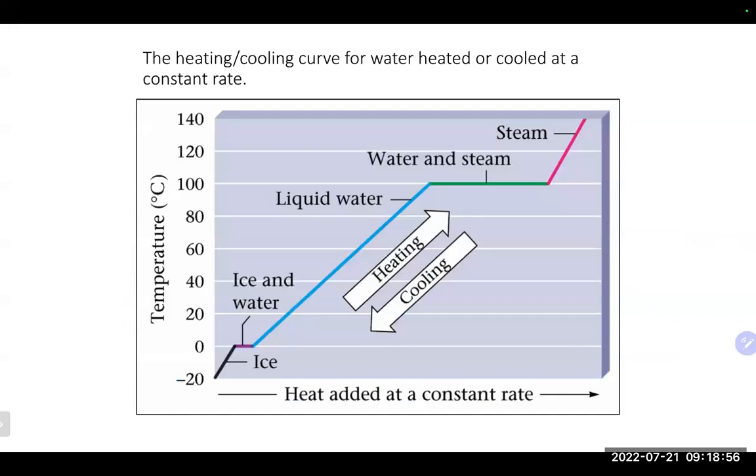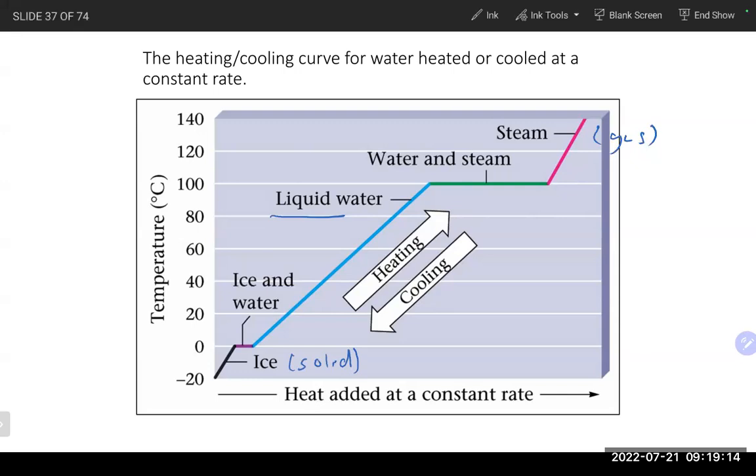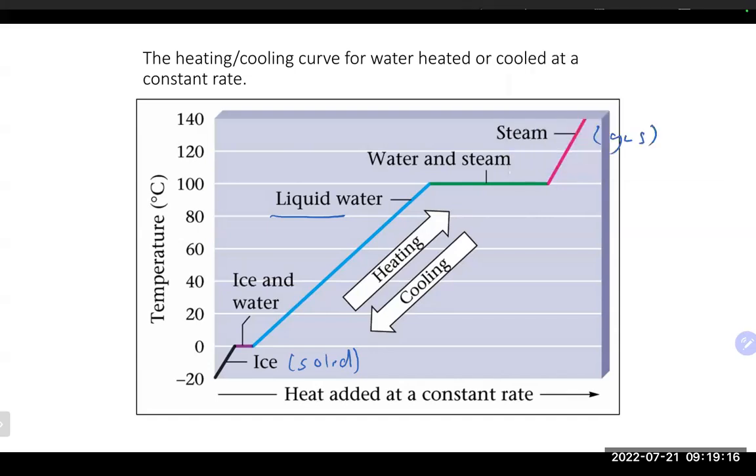So this is a heating and cooling curve. And again, it shows us that this is for water. Heating going from ice, which is the solid version, to obviously liquid water, to steam, which is the gas version here. Now, when we look at this sort of graph here, there's a couple of spots.